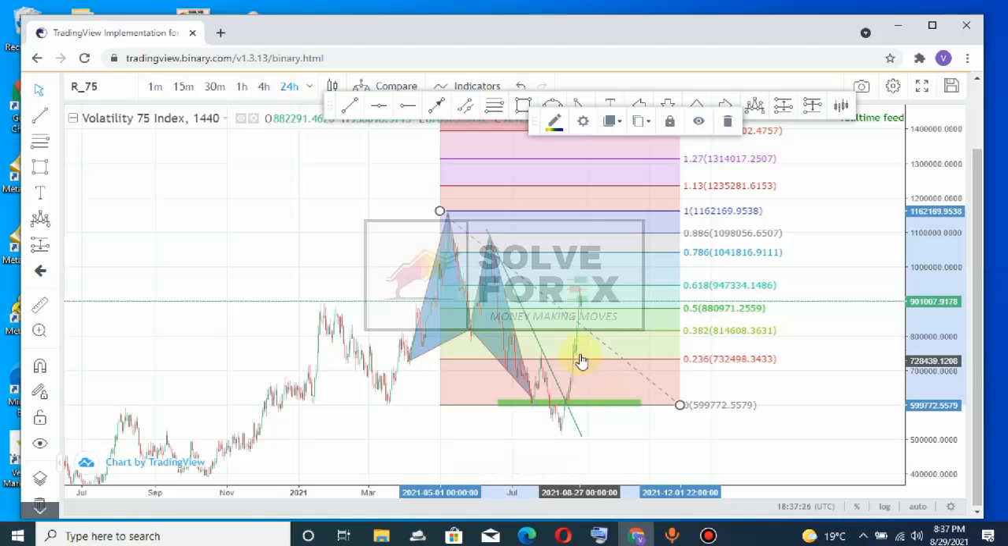To form a right hand shoulder so that I can enter again more buys. But now the market chose to shoot right straight to 618, which is our second target. When the market does this, guys, more especially on a higher time frame, you must know that there was a stop hunt that was involved.